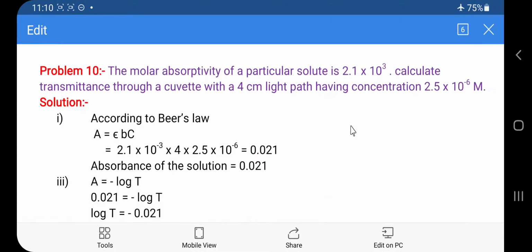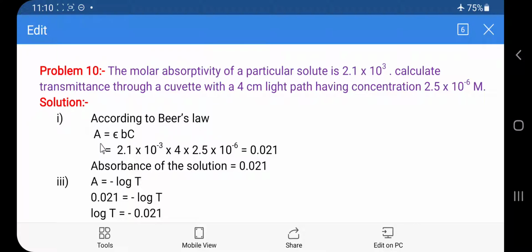And here is problem number 10. The molar absorptivity of a particular solute is given, that is the epsilon value, 2.1 × 10^3. Calculate the transmittance through a cuvette with a 4 centimeter light path having the concentration 2.5 × 10^-6. Again, this is a two-step problem. In the first step, we have to find out the absorbance, and in the second step, from the absorbance, we have to find out the transmittance.